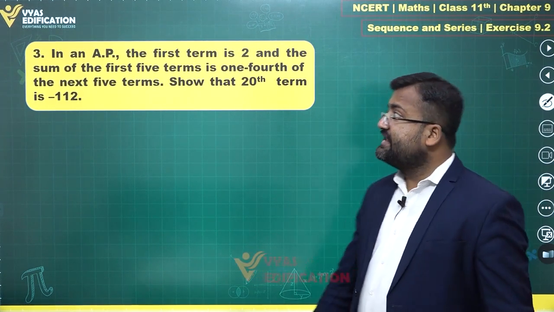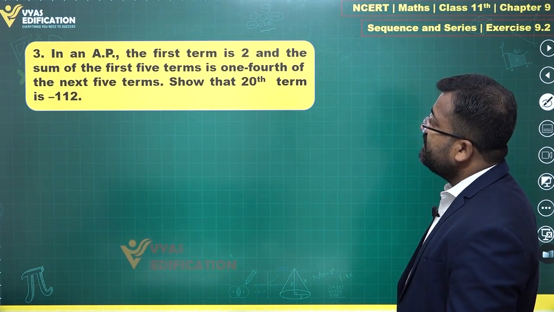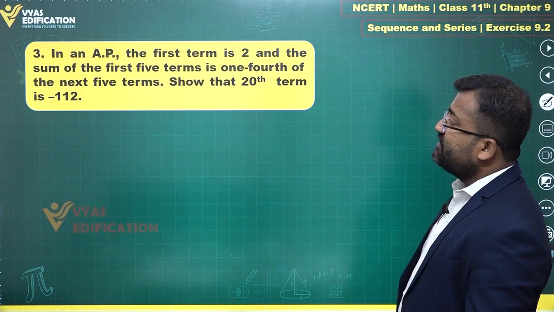The third question says, in an AP, the first term is 2 and the sum of first 5 terms is 1/4 of the next 5 terms.